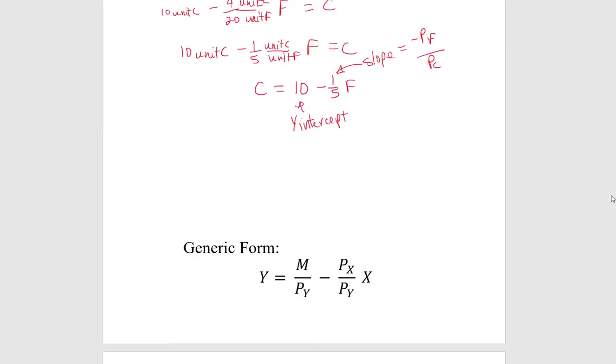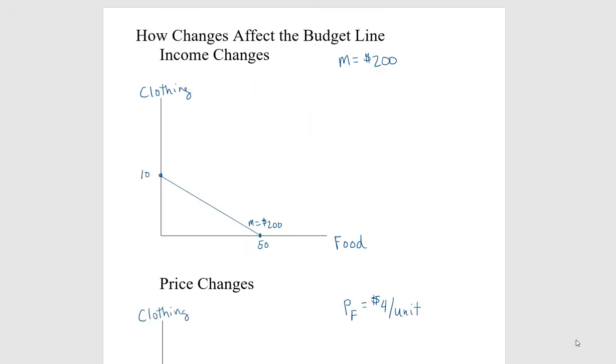The generic form then of the budget line in y equals mx plus b format is y equals income over the price of y, what the y-intercept would be, how many units of y we would buy if we spent all of our money on y, minus the price of x over the price of y. That gives us our slope times x. Now let's look at how changes affect the budget line.